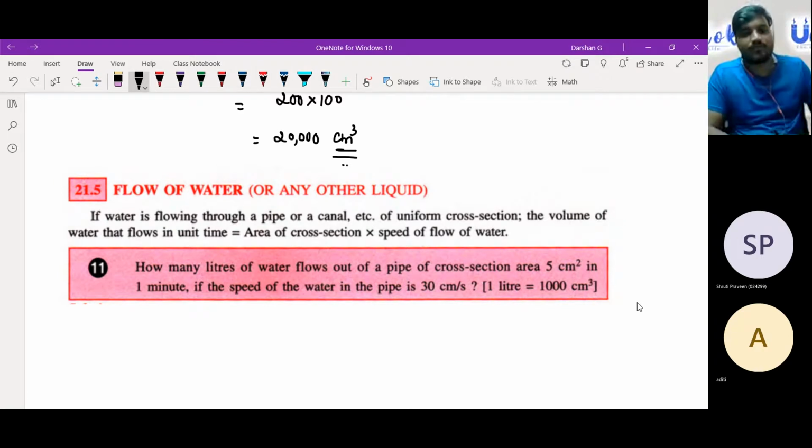This question. How many liters of water flows out of a pipe of cross section 5 centimeter square in 1 minute if the speed of the water in the pipe is 30 centimeter per second? And 1 liter is equal to 1000 centimeter cube. I'll give 3 minutes to solve this question. I want you guys to solve it and tell me the answer.